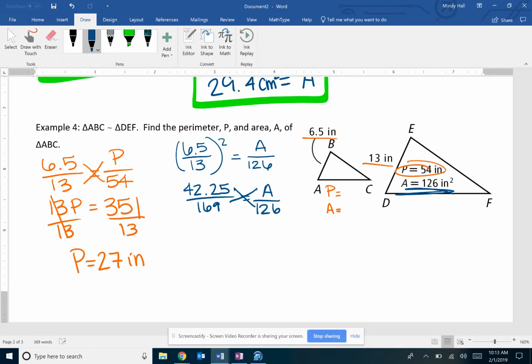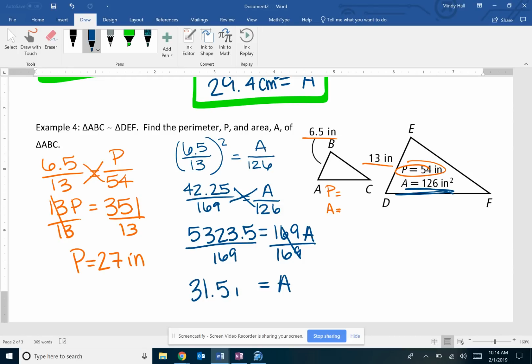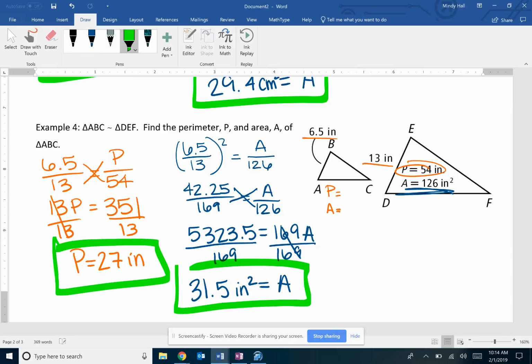And then I can cross multiply, which would give me 5,323.5 equal to 169A. And then to solve that, of course, we divide by 169, so we get that the area is 31.5 inches squared. And then that is the end of that. So hopefully you're getting the hang of setting up these proportions and everything.